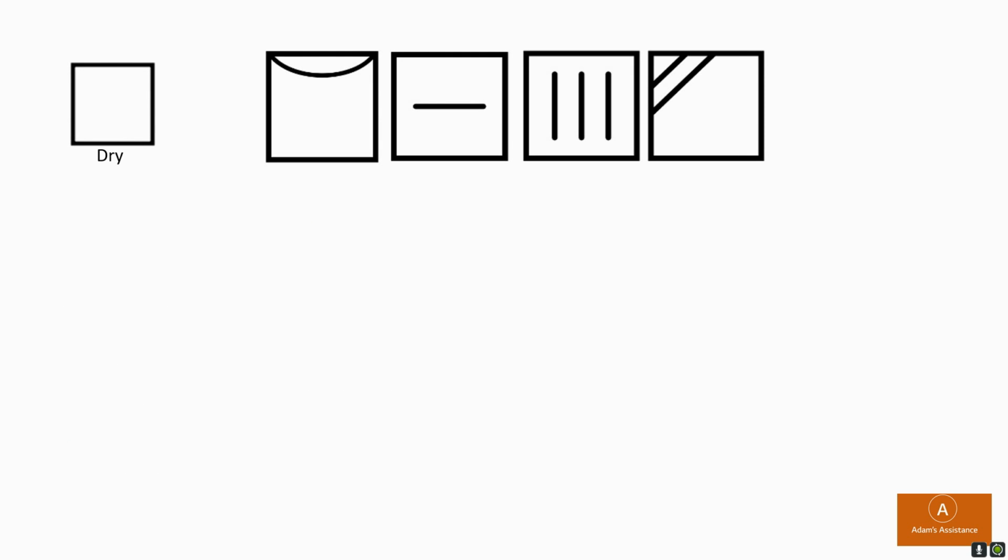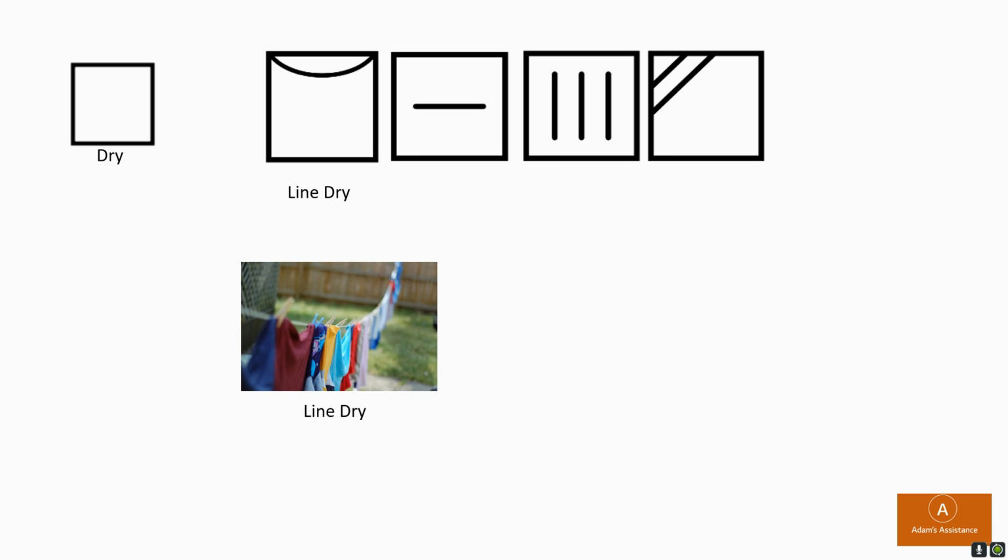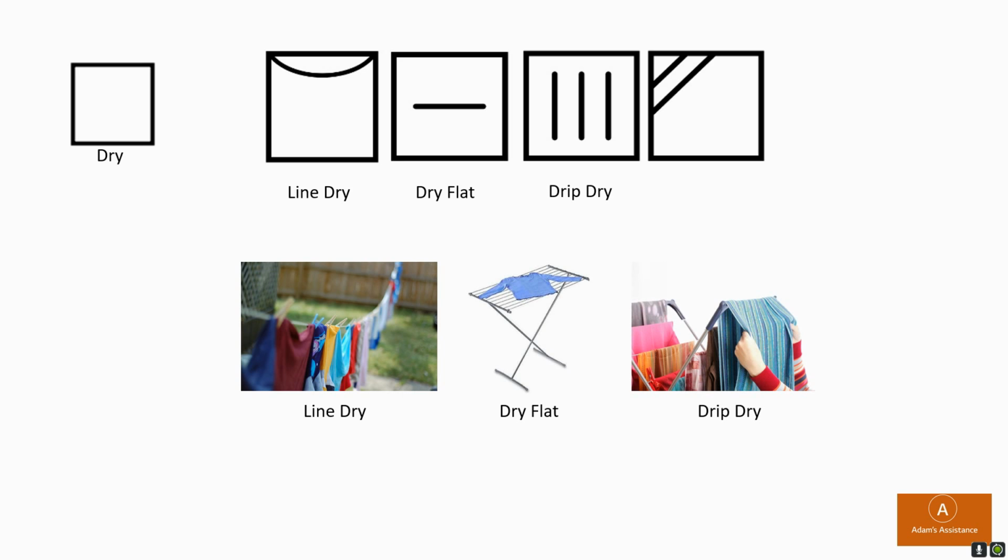Next is dry. So these are the four symbols that you'd have with dry. You've got line dry, where you're putting it on your washing line. Dry flat, where you're laying it on a flat bed. Drip dry is when you're hanging it over a washing line. And dry in the shade is where you're putting it on a washing line outside of direct sunlight.